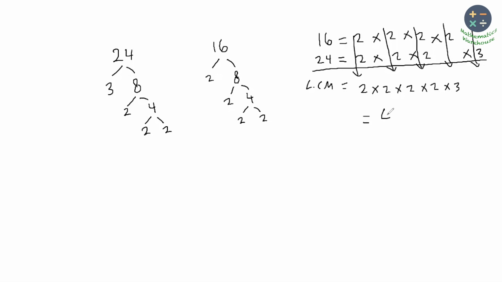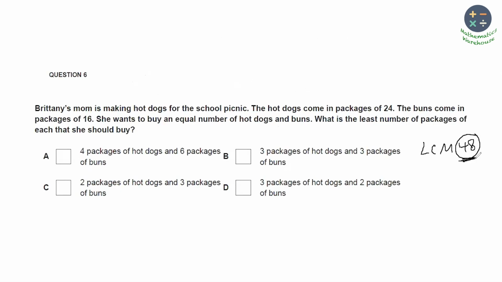Which equals 48. 48 equals how many of 24? It equals 2 of 24. And how many of 16? It's 3 of 16. So the LCM is 48, and 48 is 2 packages of hot dogs and 3 packages of buns. So we have the answer here, C.